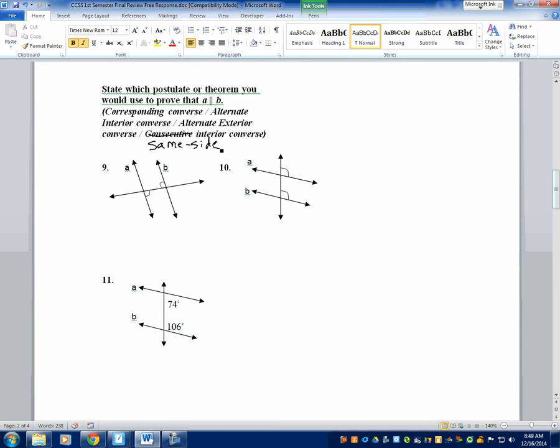So which one is this on number 9? Yeah, alternate interior angles converse. And what about on number 10? What do we have going on? Corresponding converse, yep. And what in the world's going on in 11? Yeah, same side interior converse.